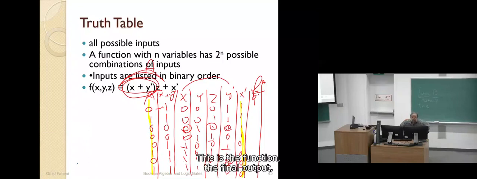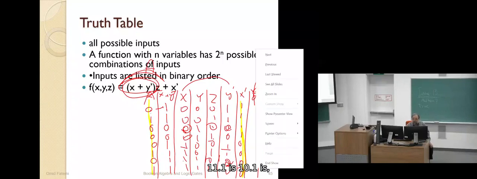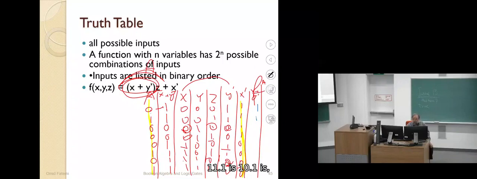Okay. So this is the function, the final output. And we are ORing these two columns, the highlighted ones. 0 or 1 is 1. 1 or 1 is 1. 0 or 1 is 1. 0 or 1 is 1. 0 or 0 is 0. 1 or 0 is 1. 0 or 0 is 0, 1 or 0 is 1, and 1 or 1 is 1.